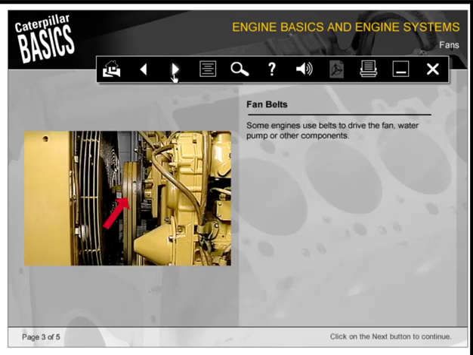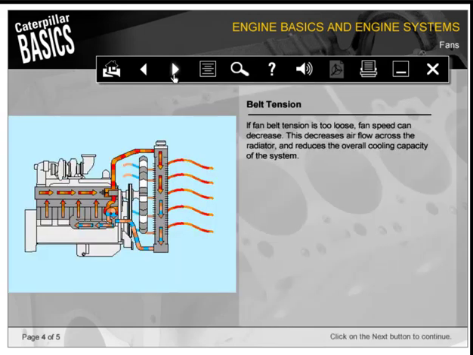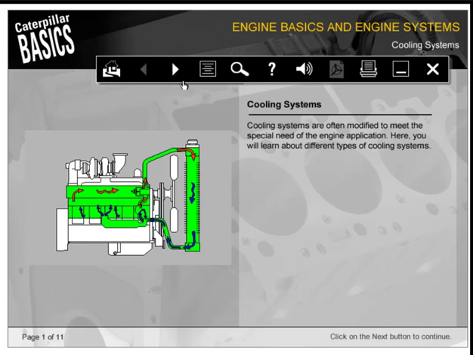Some engines use belts to drive the fan, water pump, or other components. If fan belt tension is too loose, fan speed can decrease. This decreases airflow across the radiator and reduces the overall cooling capacity of the system. Cooling systems are often modified to meet the special needs of the engine application. Here you will learn about different types of cooling systems.